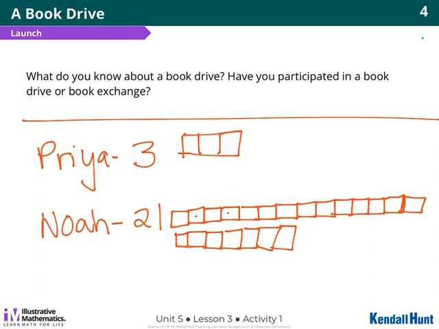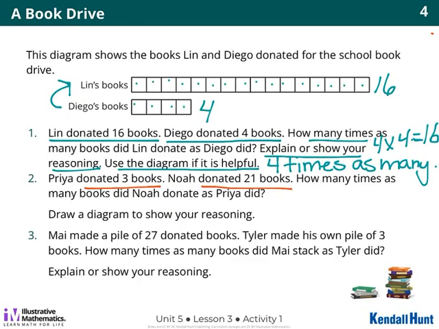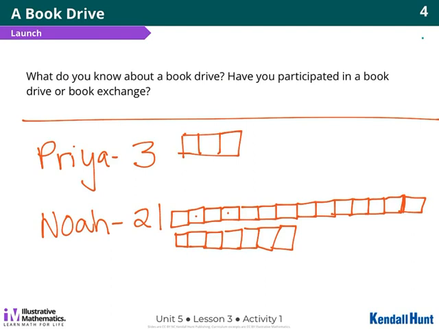But we're definitely thinking, what is the connection between Noah and Priya? So Priya donated 3, Noah donated 21. So what is their relationship? How many times as many did Noah donate as Priya? Jerica? So 7 times as many, because literally 3 times 7 is 21.